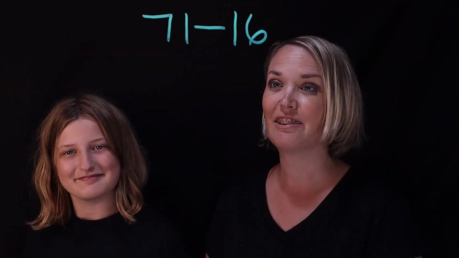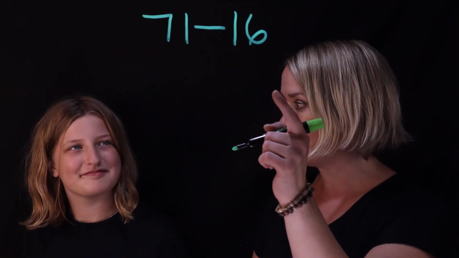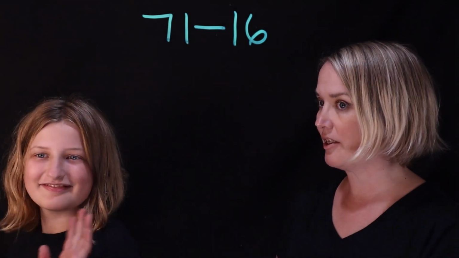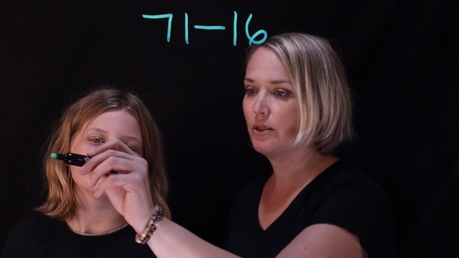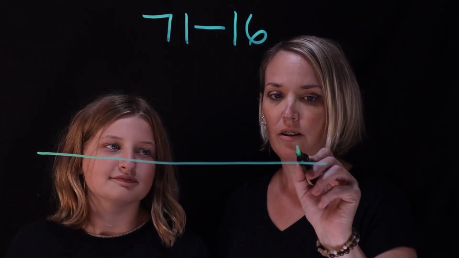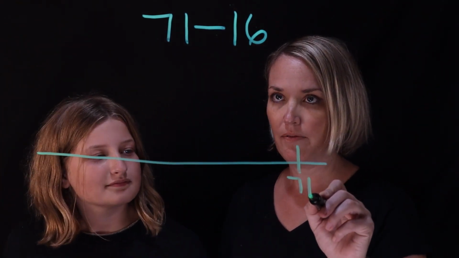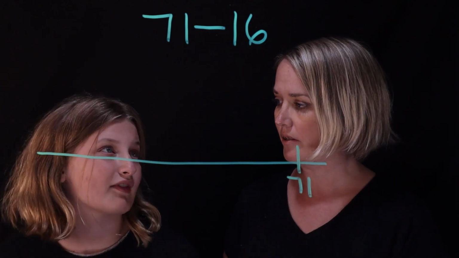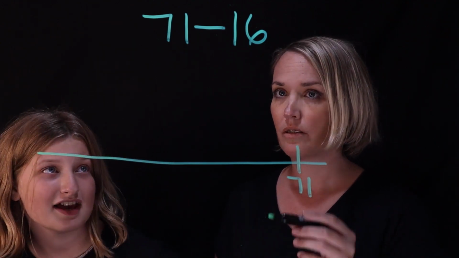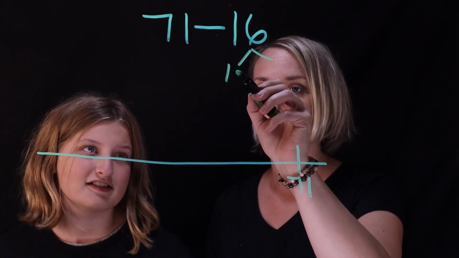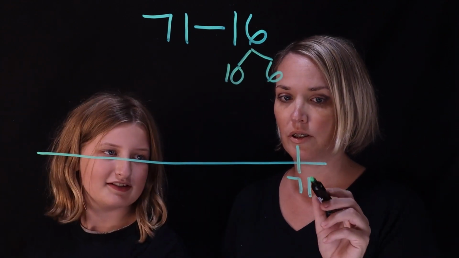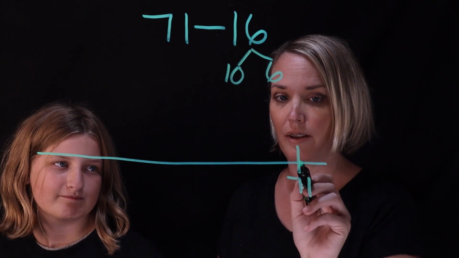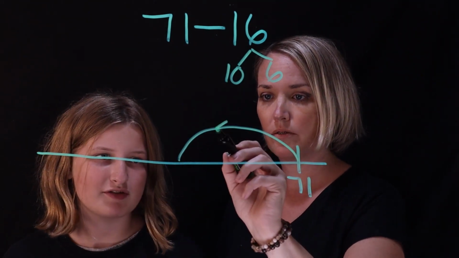Hi everyone. Today we're doing 71 minus 16, and Anna's going to tell us how she did this. Anna, can we use a number line today? Okay. All right, so we'll start off at 71. Now, what are you going to do? I want to put the 16 into 10 and 6. Okay. So now I'm going to minus 10. So you're going to go 71 minus 10 equals 61.